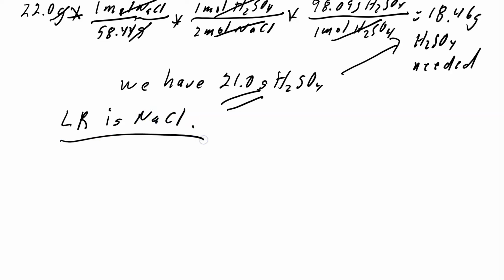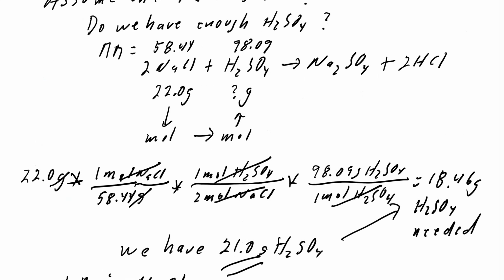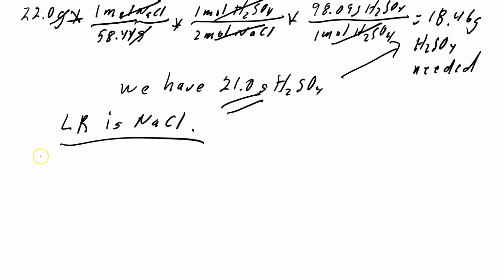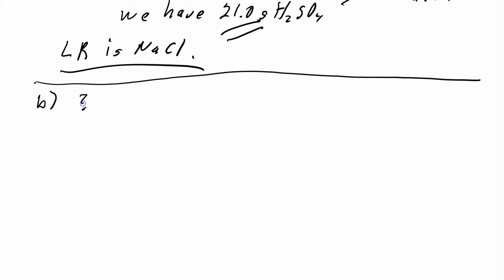So now that we determined sodium chloride to be the limiting reactant, that reactant specifically is going to determine how much of our products form, and in this problem we're asking specifically for the mass of sodium sulfate. So now we're going to have to do another stoichiometric calculation to determine the mass of product that we're going to get. So let's rewrite the equation again. Let's draw a line here. So now in part B, the question is going to be how many grams of sodium sulfate will form.